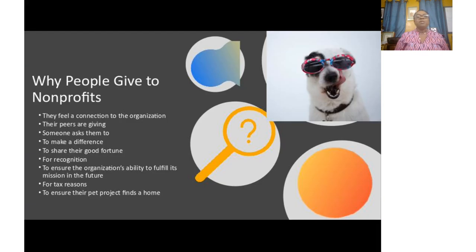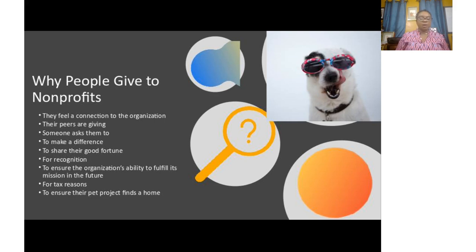So why people give to nonprofits? They feel a connection to the organization. Their peers are giving. Someone asked them to make a difference, to share their good fortune, for recognition, to ensure the organization's ability to fulfill its mission in the future, for tax reasons, to ensure that pet projects find a home. So there are many reasons why people give to nonprofits.